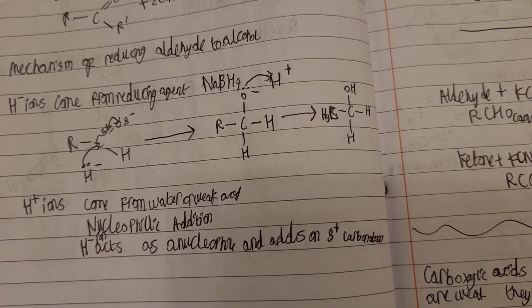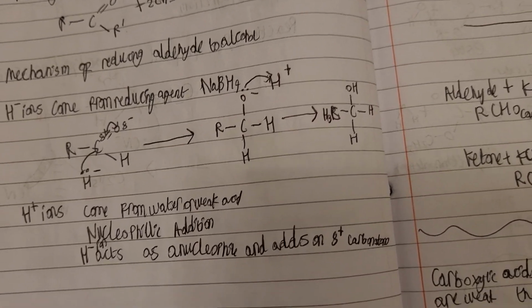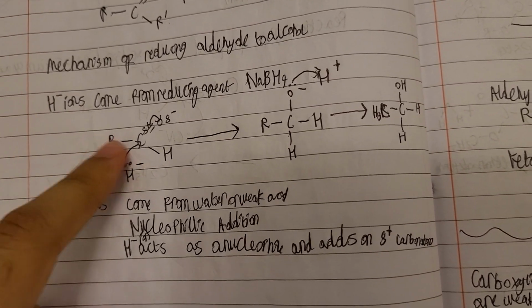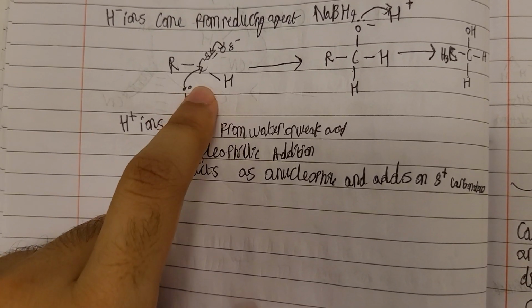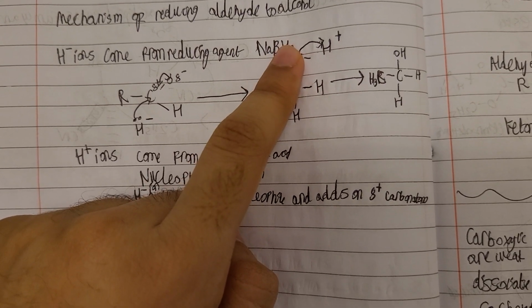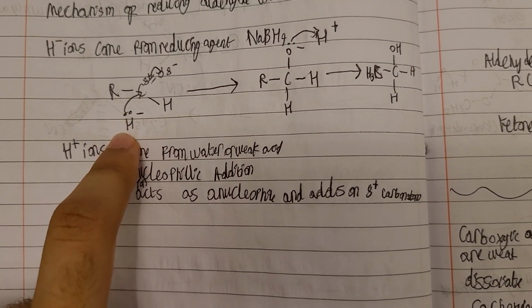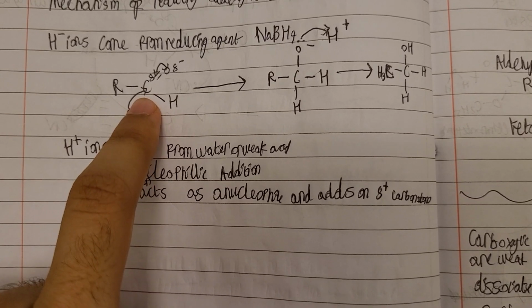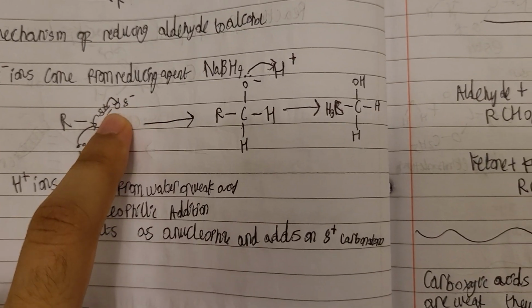Knowing the name is obviously a good thing as well, in case in the exam they don't use the formula, they use the name. And now what happens is, with the aldehyde, RCHO, the lone pair of electrons on the hydrogen, which is negative, attacks the partially positive carbon. We don't use the whole NaBH4, or BH4, we only use one hydrogen, which is negative with a lone pair of electrons, and this breaks the C=O double bond.